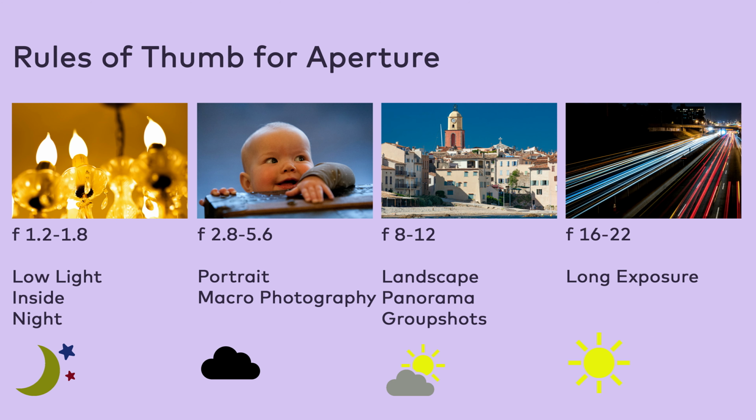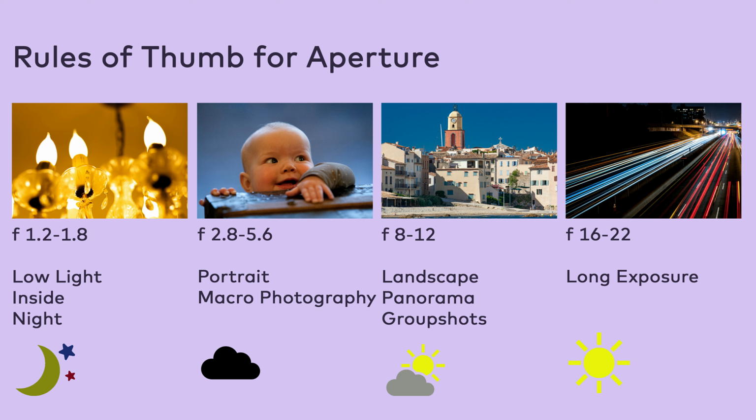You use the very large apertures between 1.2 and 1.8, especially when there is very little light, such as inside the house or at night. But if you really want a very shallow depth of field, it can also be useful. Focusing at a very shallow depth of field is not easy. Sometimes you need a tripod to avoid moving the camera unnecessarily.